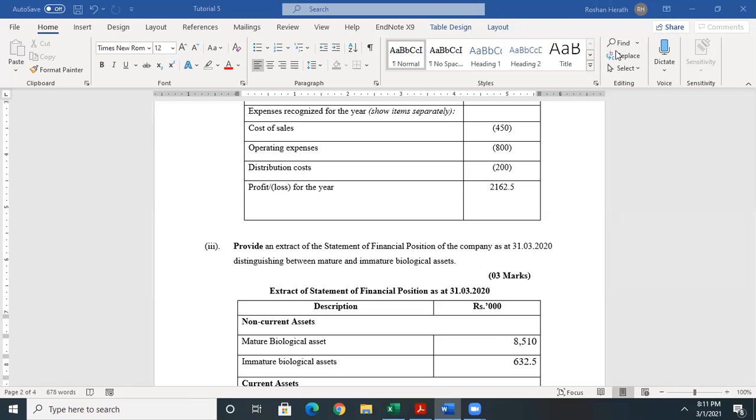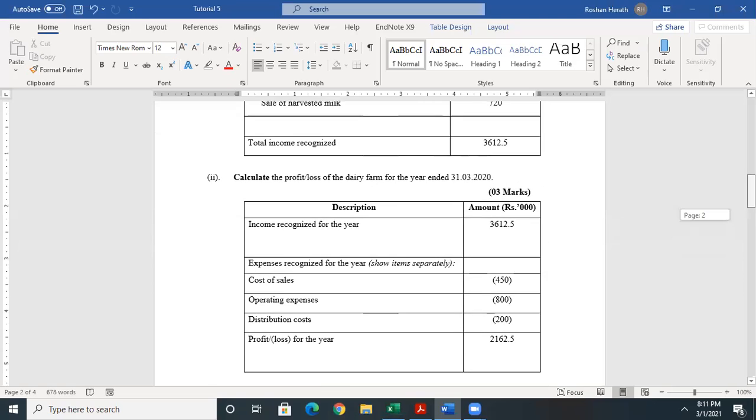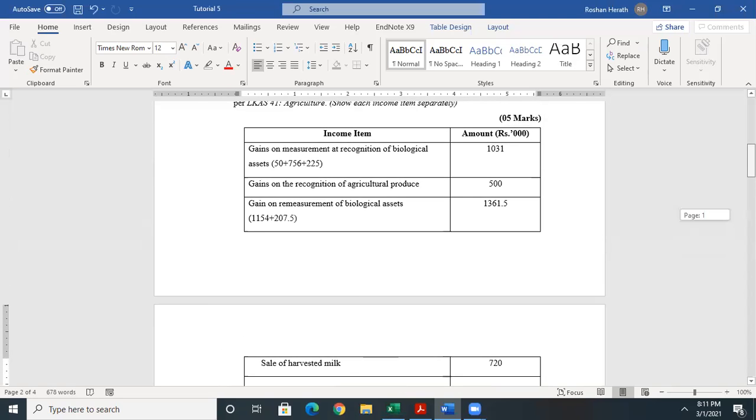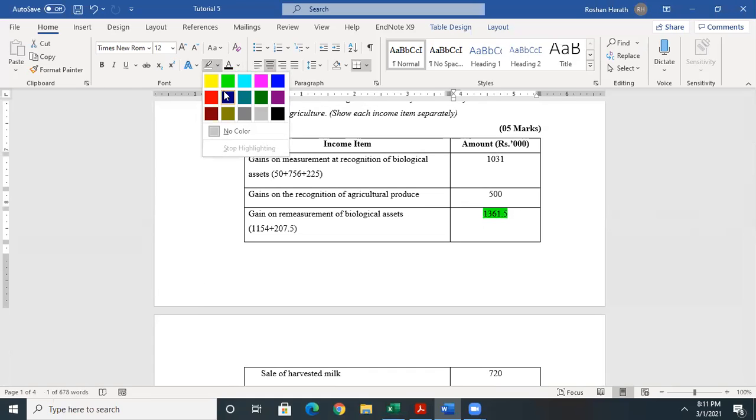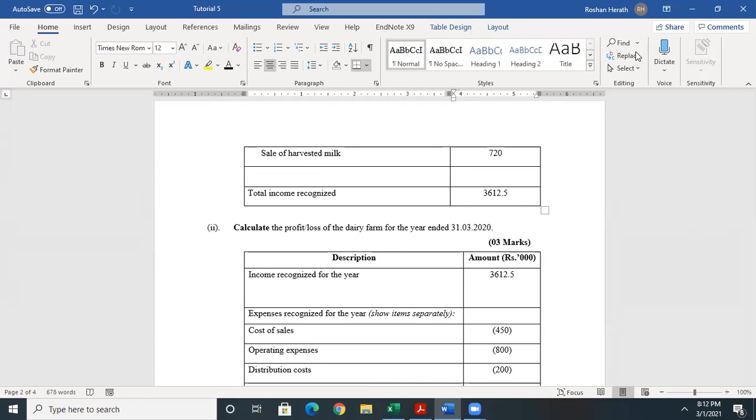Are the remeasurement gains on biological assets recognized under OCI? No. That's what we did, right? The remeasurement gains and losses, we have taken everything to the P&L. You can see these are the different income categories, and these are the remeasurement gains. So we have recognized everything in P&L. So that's the thing.